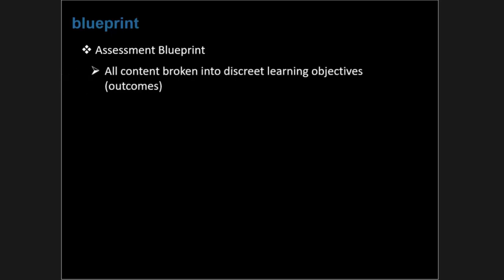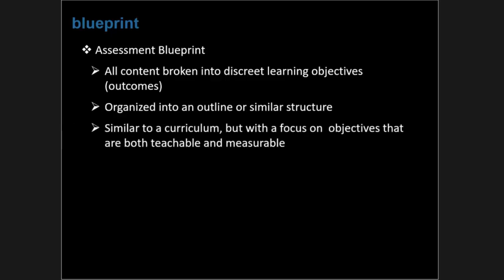Now, assessment planning usually begins with a set of documents, beginning with an assessment blueprint. An assessment blueprint contains all information about content, all content broken down into discrete learning objectives, also sometimes referred to as learning outcomes. These learning outcomes are organized into an outline or some similar structure. And while a blueprint is similar to curriculum, its focus is on objectives that are both teachable and measurable.